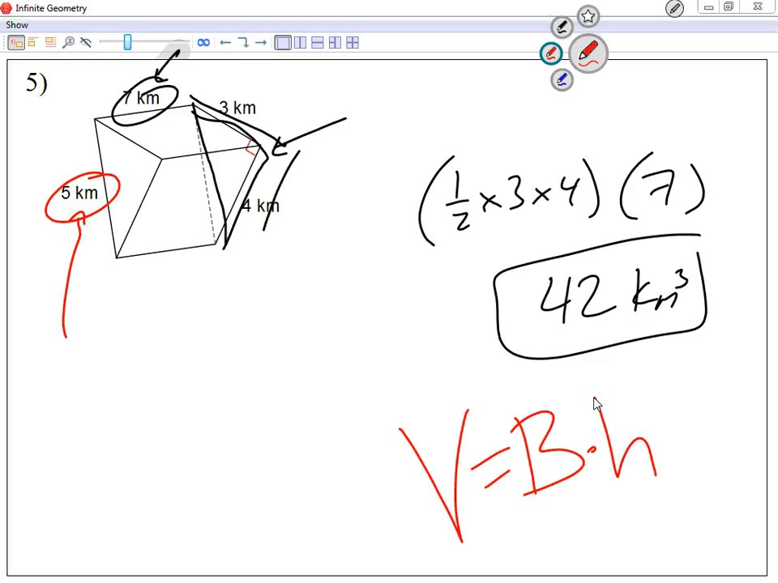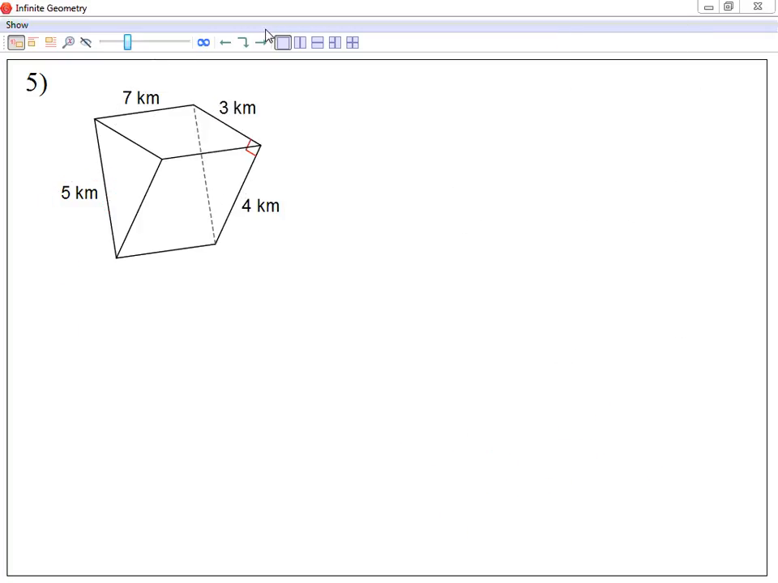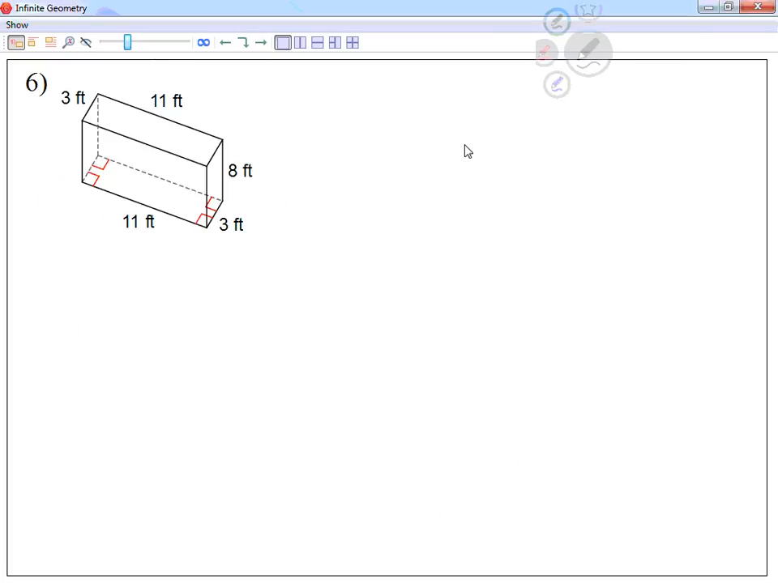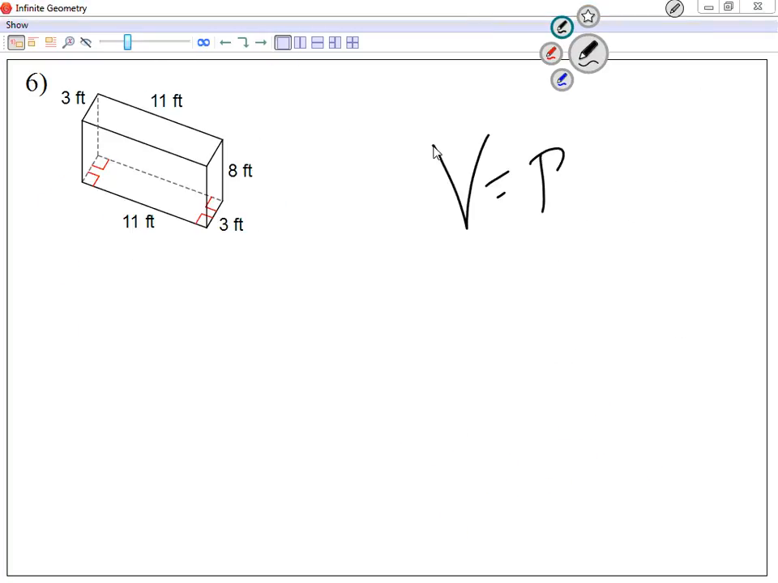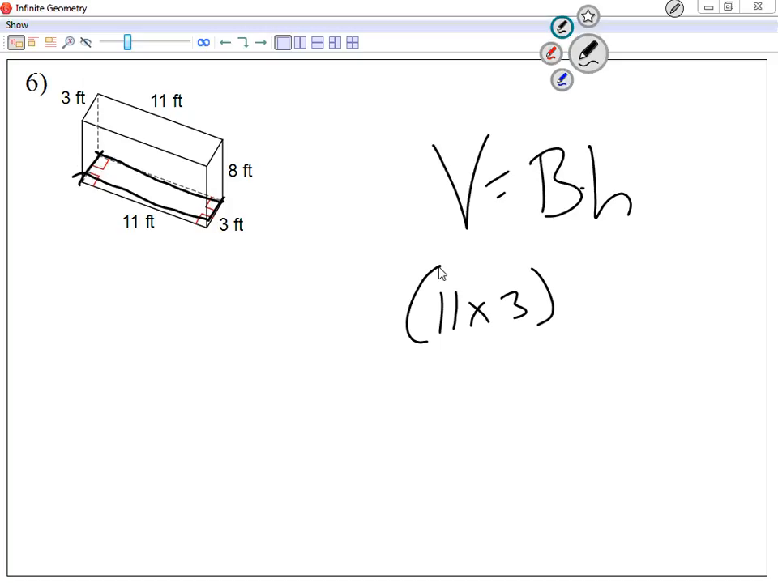Any questions? 6? So volume is the area of the base times the height. The base, I'm going to do this base right here. It's an 11 by 3 rectangle. I know the area of a rectangle in this case is 11 times 3. There's no half, it's just 11 times 3. What's the height? 8.